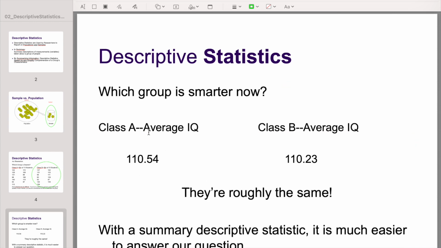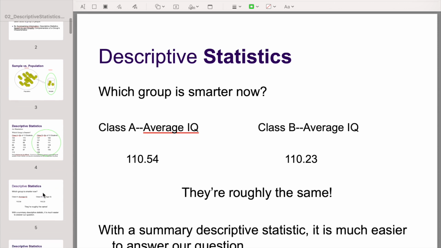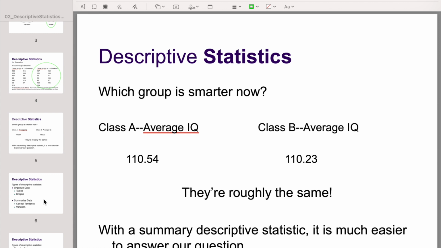We can calculate the average IQ for the first group, which will be 110.5, and the average IQ for the second group, 110.23. This allows us to look at, overall, if we take this entire group's IQs, what will be the average number. It appears that both of those classes have a very similar value.